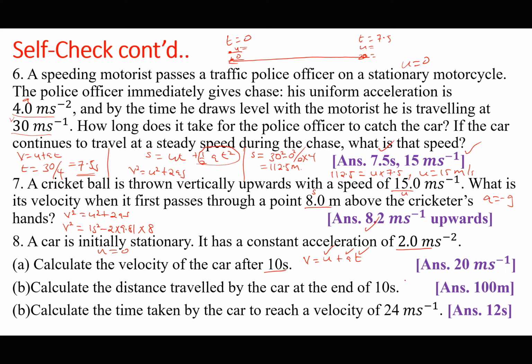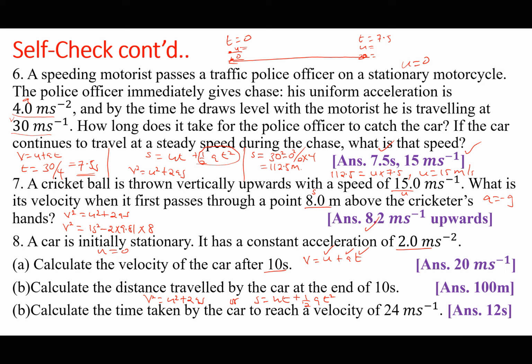So if I already have v, then I can use either v squared equals u squared plus 2as, because I have v, u, and I have a. Or I can use s equals ut plus a half at squared, because I have the initial velocity as 0, I know the time, I know the acceleration. So any of those two equations can work.